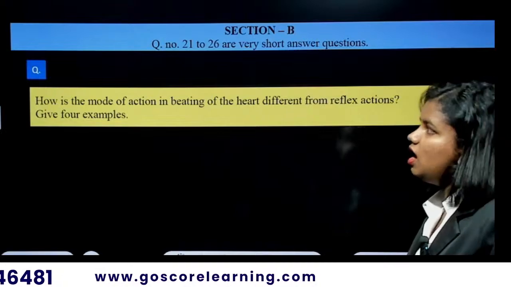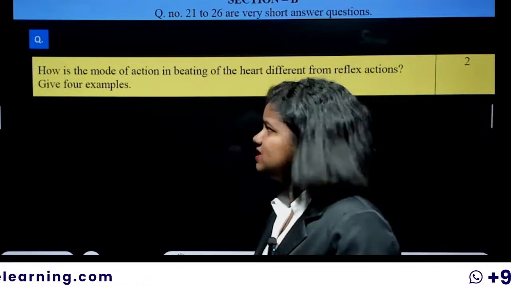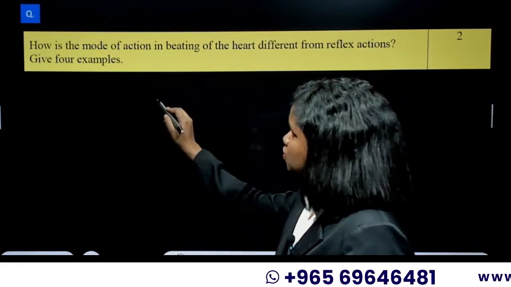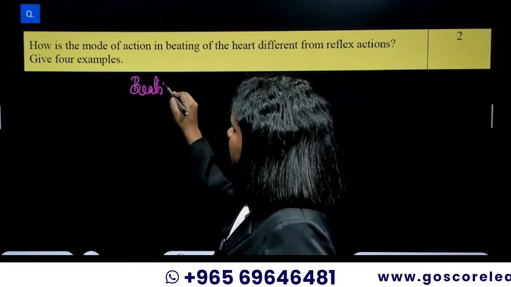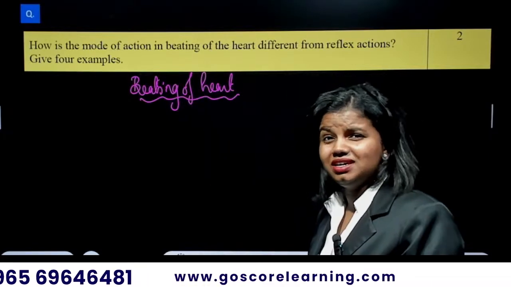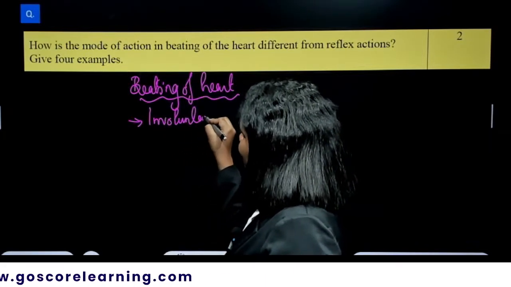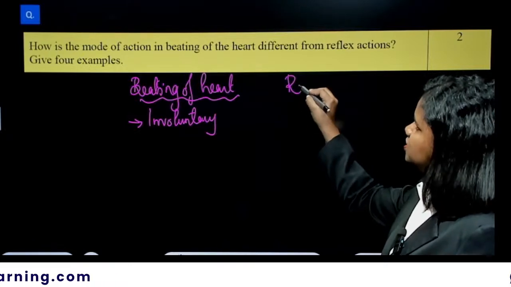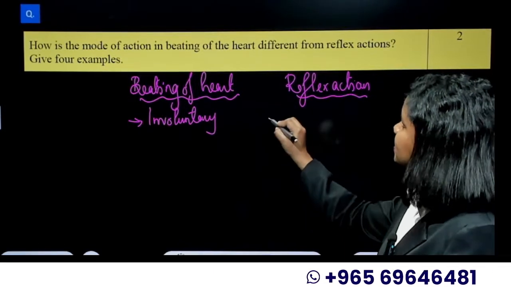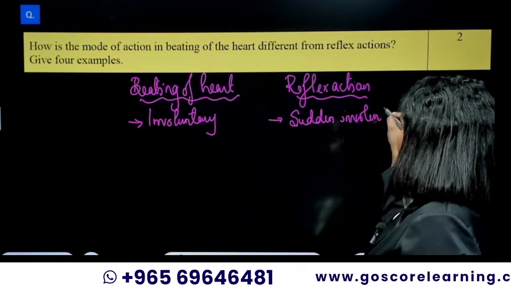This is a 2-mark question. How is the mode of action in beating of the heart different from reflex action? Give four examples. You basically have to identify what beating of heart and reflex action are. Is beating of heart something that you can voluntarily control? No, it is involuntary. This is an involuntary action controlled by our cardiac muscles, right? While reflex action is also an involuntary action, but it is a sudden involuntary action.